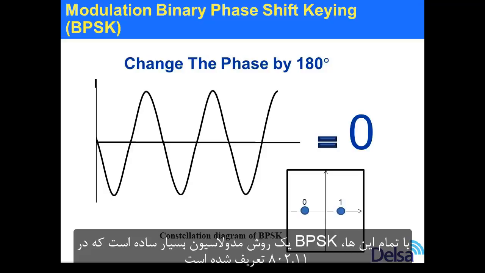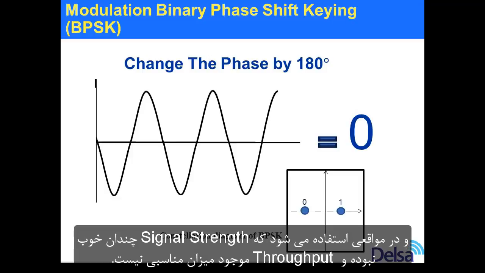This is used in 802.11 under perhaps difficult signaling conditions when the signal strength is not very good, but the throughput is going to be very low.